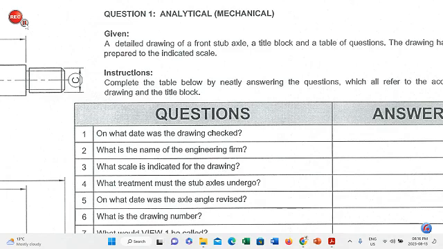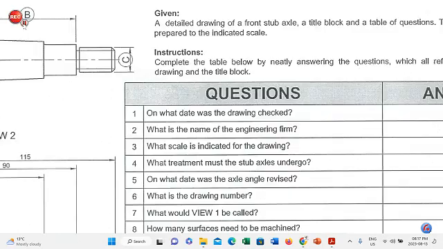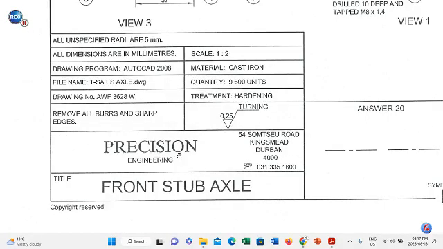On what date was the drawing checked? The drawing was checked by Casey and it was on this date, which is the 12th of the 5th, 2013. Question number 2. What is the name of the engineering firm? The engineering firm is called Precision Engineering and they are situated in Durban.